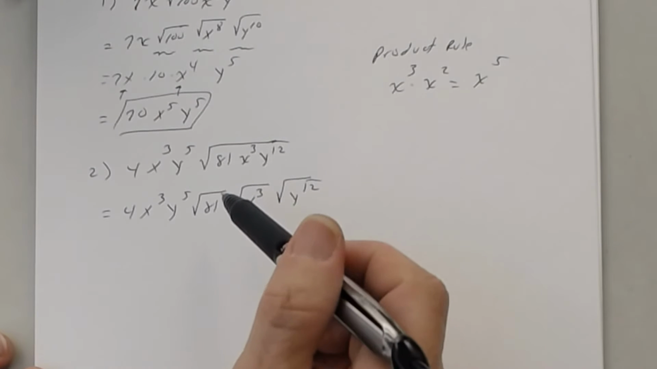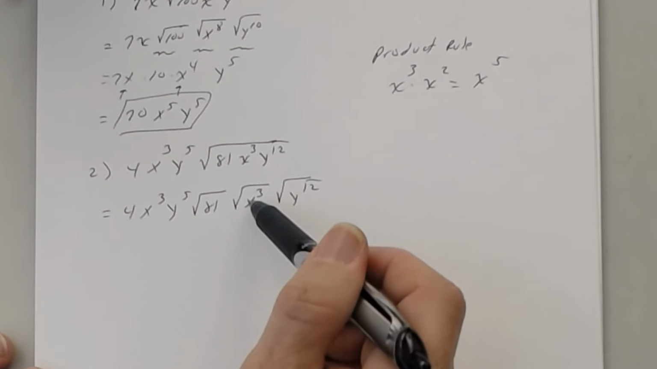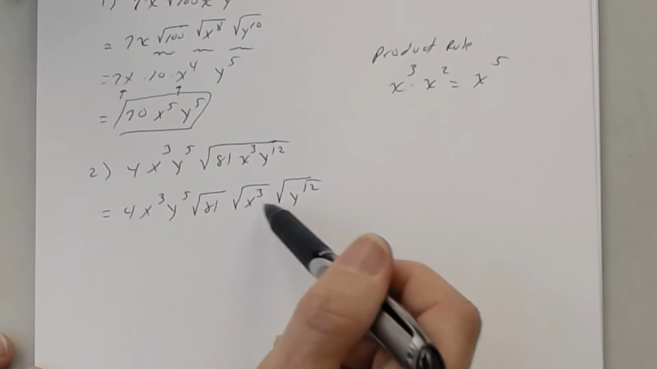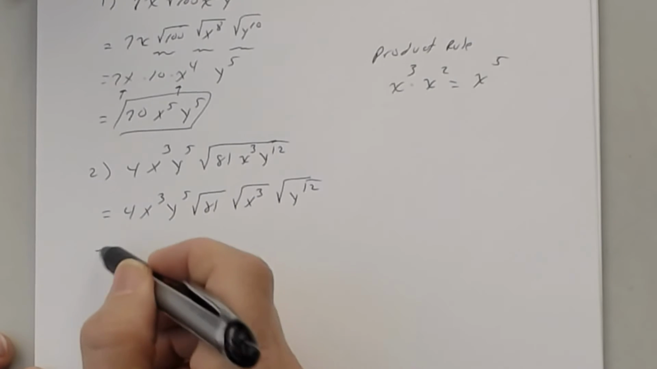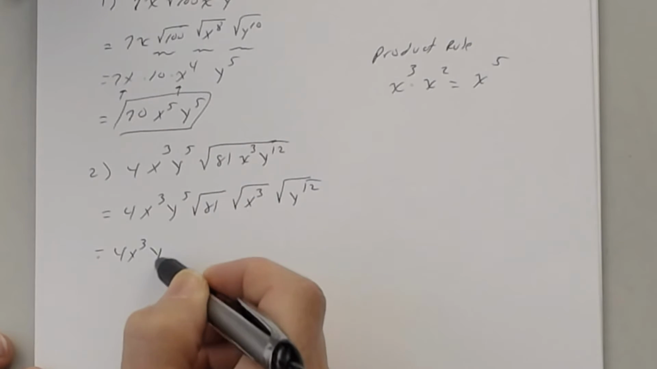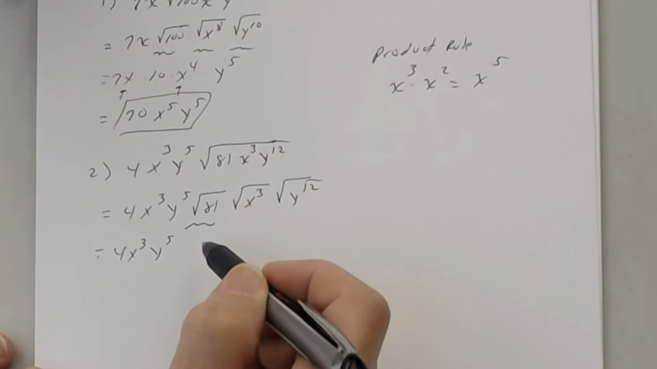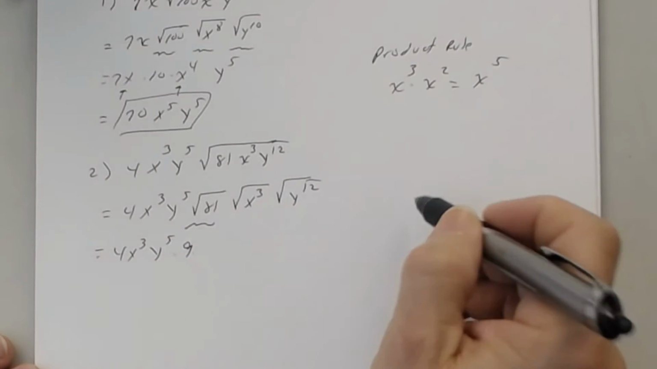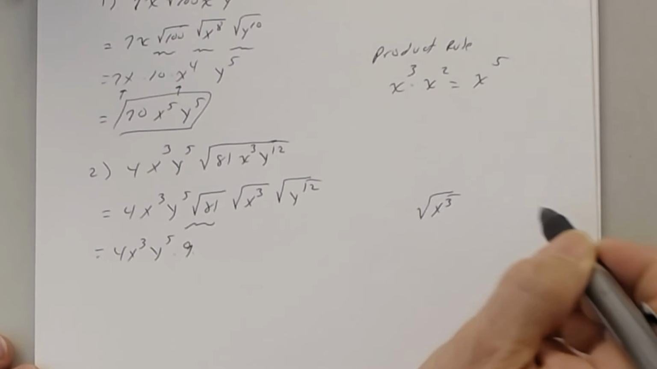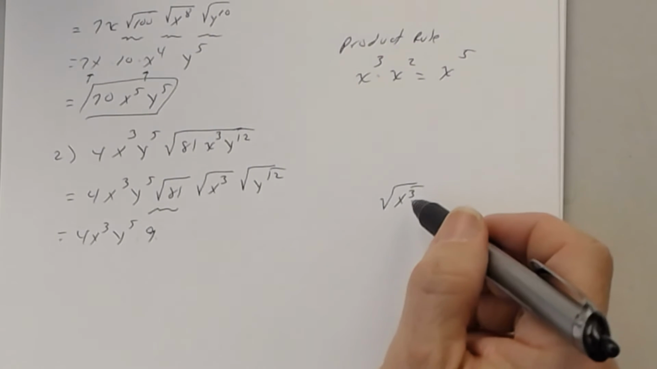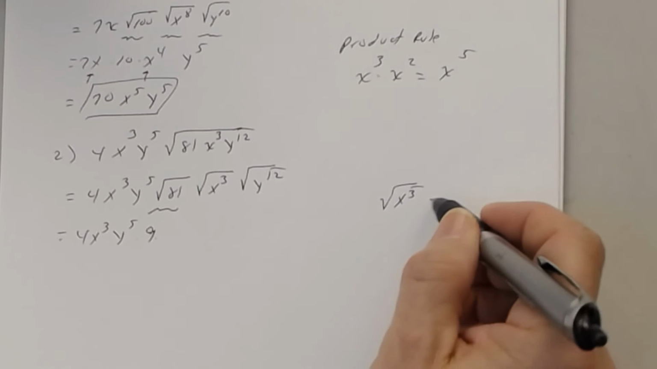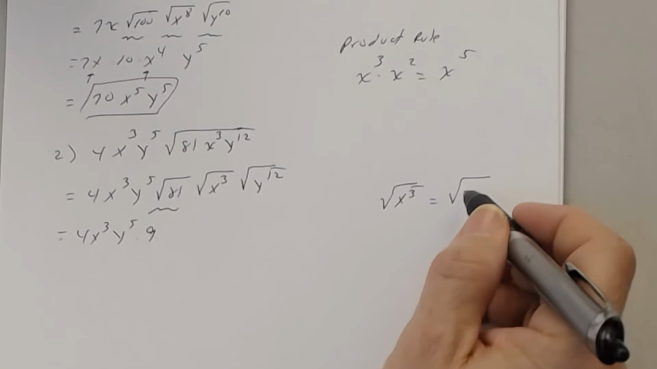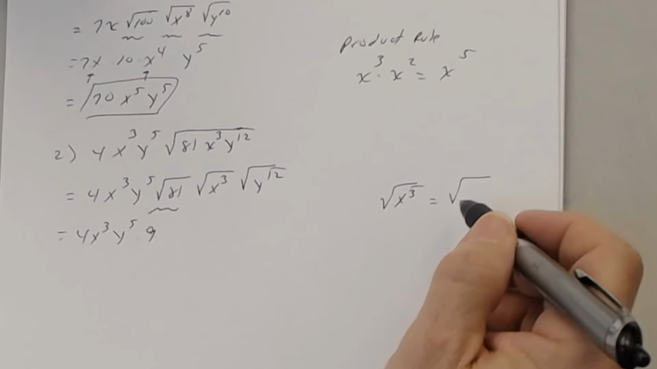Okay, and then I'm going to simplify as much as possible each of those square roots. So I get 4x cubed y to the 5th. Now the square root of 81, all of you know, is 9. Now let's talk about the square root of x cubed. Let's see if you remember how to do that. So first of all, let's rewrite x cubed. And so you're going to say the square root of, and then how did you rewrite x cubed? Do you remember?